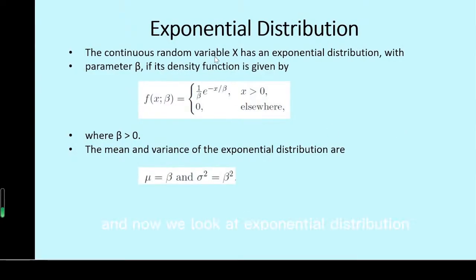And now we look at the exponential distribution. The exponential distribution has its density function f(x; beta). This beta is actually the same as the parameter in gamma. It equals 1 over beta, then e to the power of minus x divided by beta. So you can see the exponential distribution actually is a special case of the gamma distribution when alpha equals 1, right? And the mean of the exponential distribution is beta, and the variance is beta squared. So alpha is 1 here from the gamma distribution.